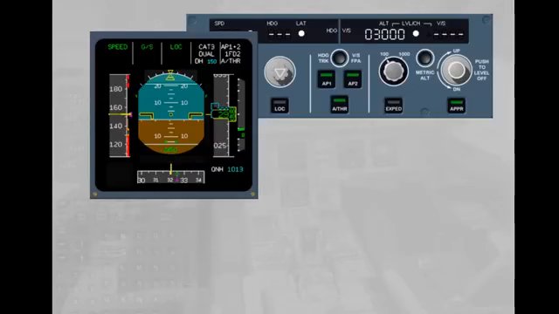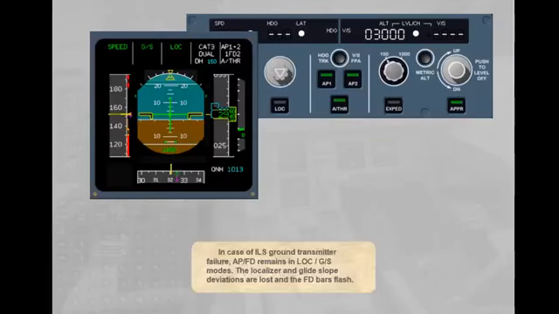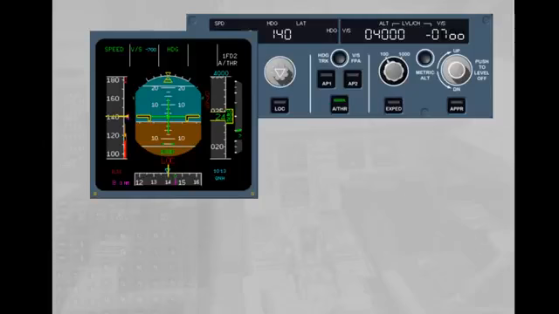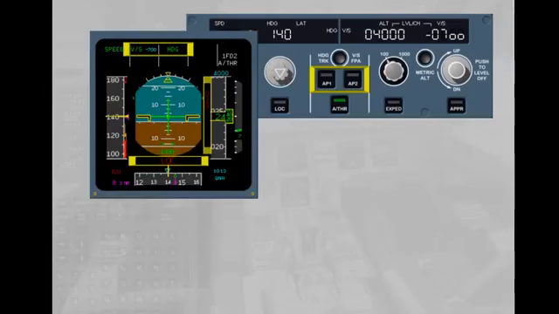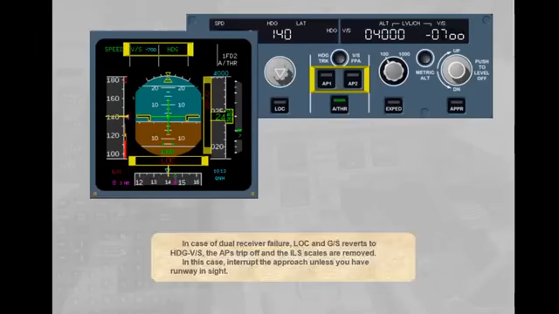In case of ILS ground transmitter failure, autopilot flight director remains in lock and glide slope modes. The localizer and glide slope deviations are lost and the flight director bars flash. In case of dual receiver failure, lock and glide slope revert to heading and vertical speed. The APs trip off and the ILS scales are removed. In this case, interrupt the approach unless you have the runway in sight.